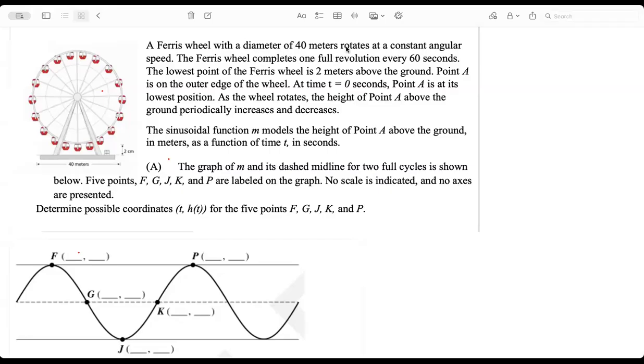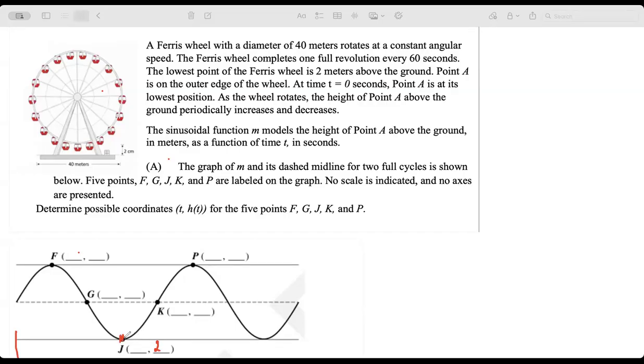So a Ferris wheel with a diameter of 40 meters rotates at a constant angular speed. The Ferris wheel completes one full revolution every 60 seconds. The lowest point of the Ferris wheel is 2 meters above the ground. Does it make sense? Meaning, way down is the ground, and the lowest point is 2 meters above the ground. Point A is on the outer edge of the Ferris wheel at t equal to 0. Point A is at its lowest position.